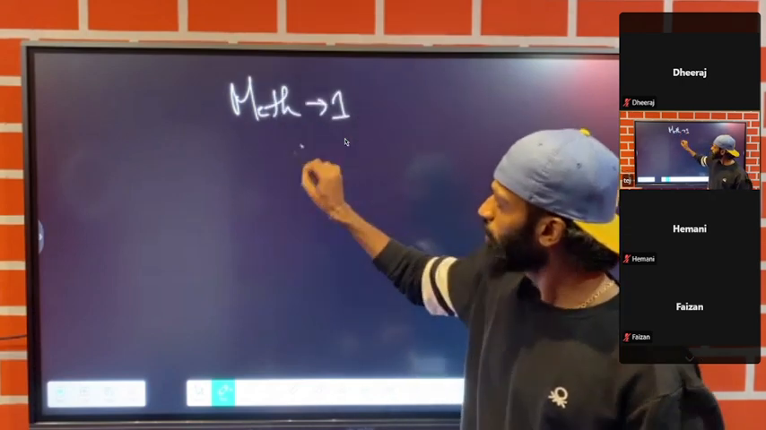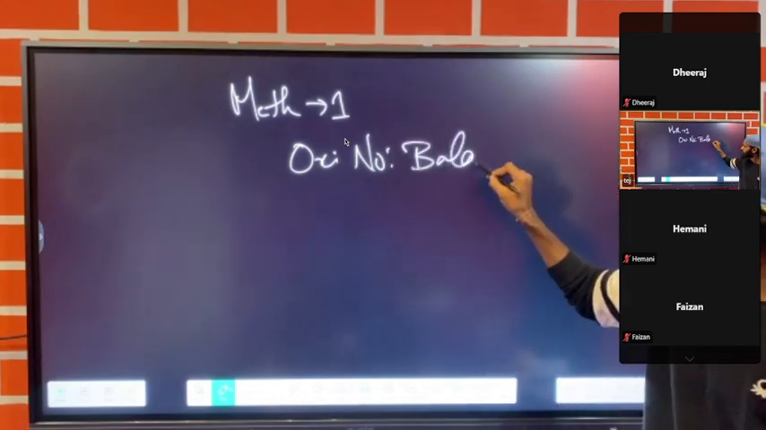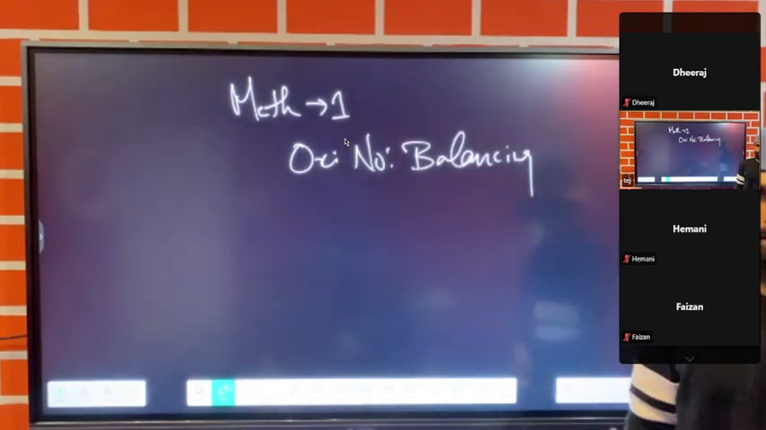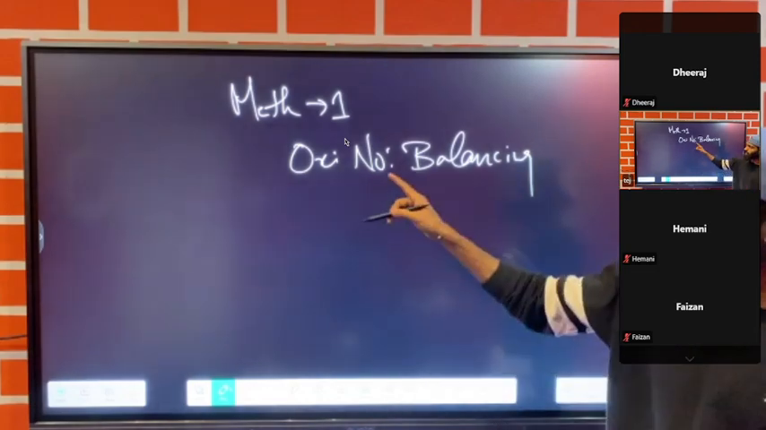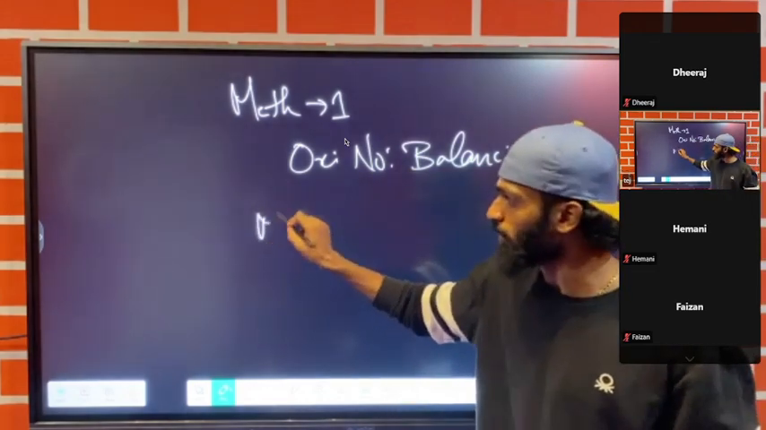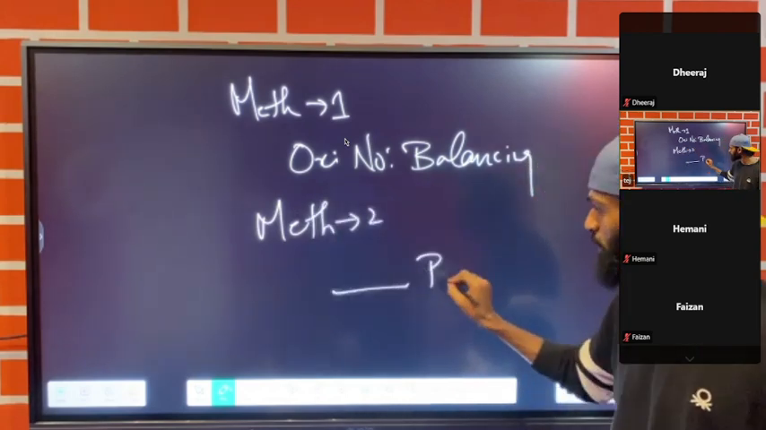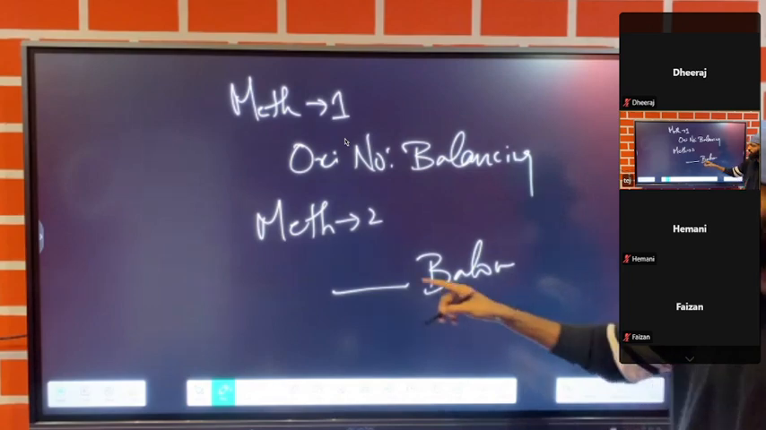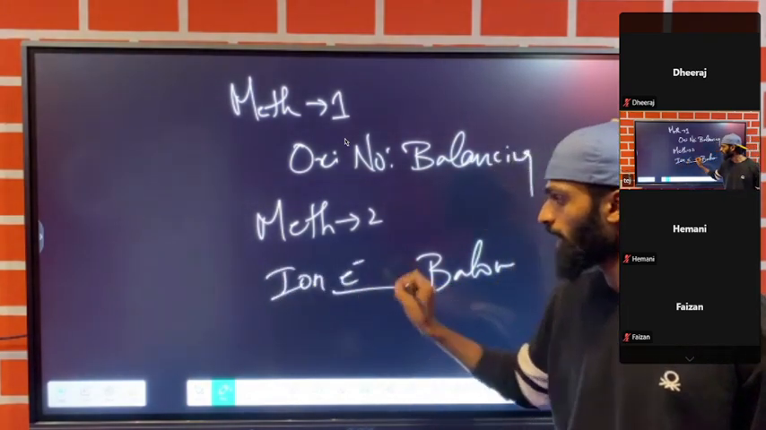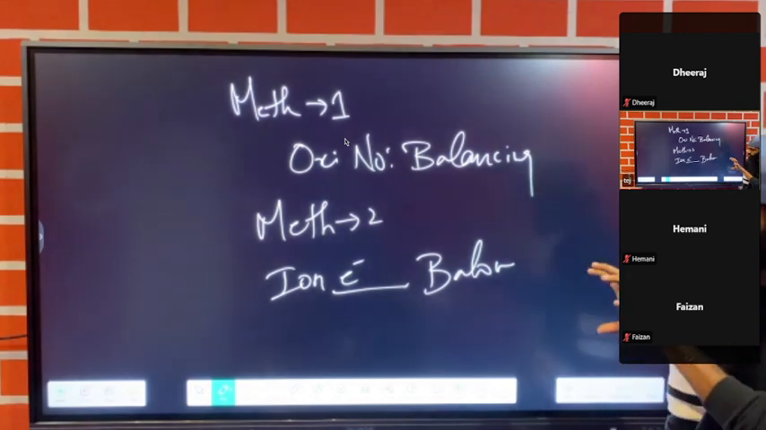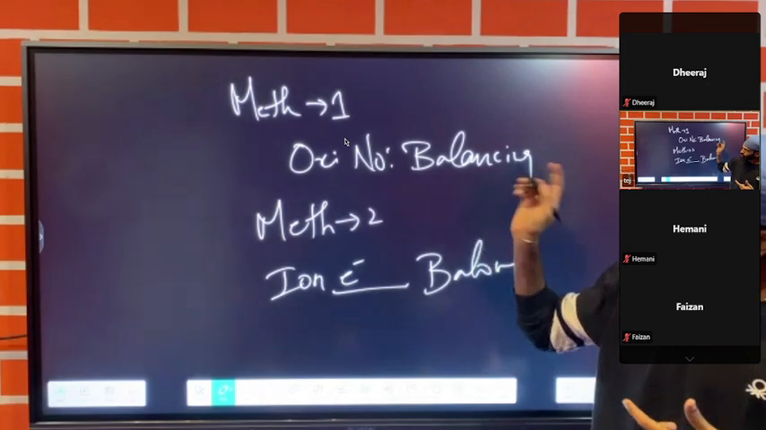Method 1 is called oxidation number balancing. This chapter called redox reaction in chemistry has only 2 methods. One is called oxidation number balancing. There's one more method, and apart from this, no other method. Both the methods are some sort of balancing itself. I'll tell you the name, don't get confused: it's called the ion electron method. Both of them seem almost the same, but there's a slight difference between them. I'll teach you both the methods.